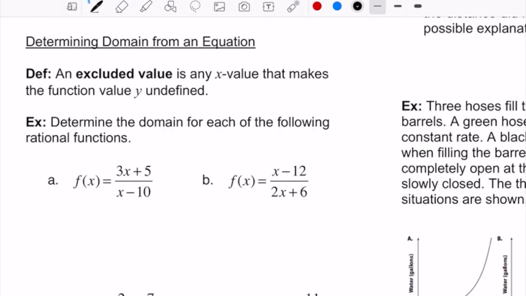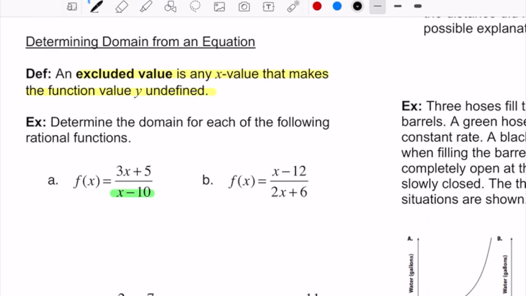Sometimes we're asked to determine the domain from an equation, and that's what we're doing in this next set of examples. Remember that an excluded value is an x value that makes the function value y undefined. So an excluded value is a number that makes the bottom, or the denominator, of a fraction in a rational function equal 0. Here in this first example for A, we're being asked to determine the domain for each of the rational functions. So you want to look at the bottom in all of these. You can put in any number you want for x, so long as it doesn't make the bottom of the fraction equal 0.